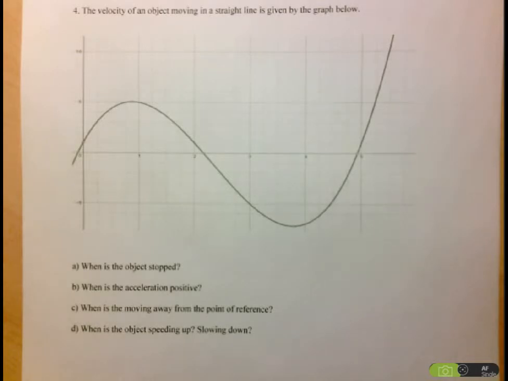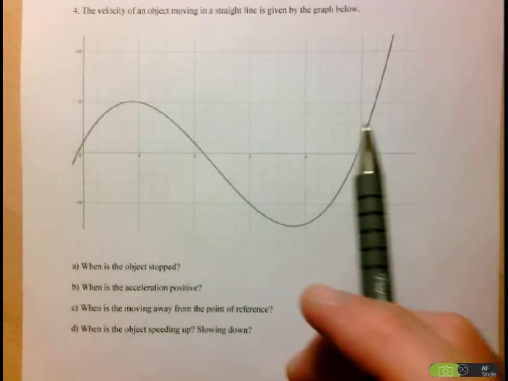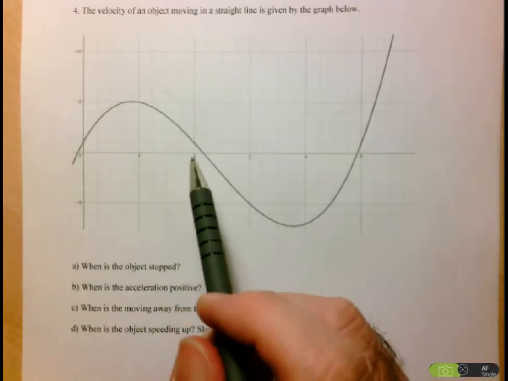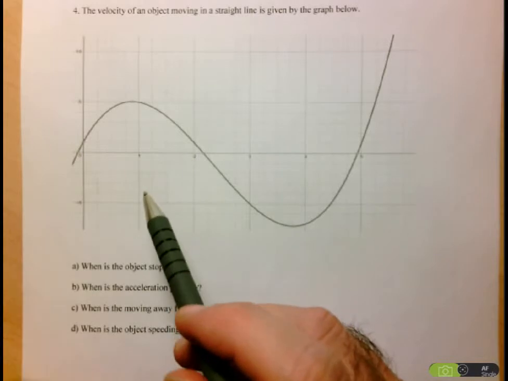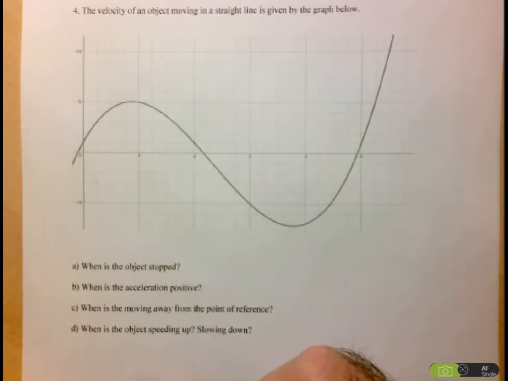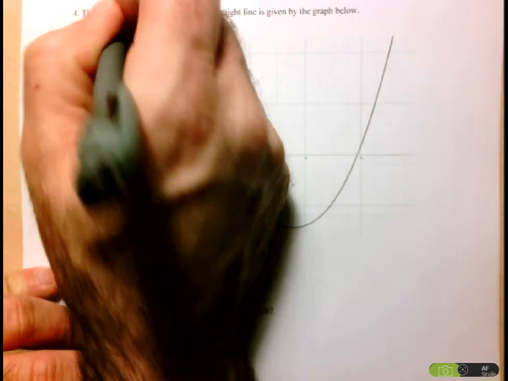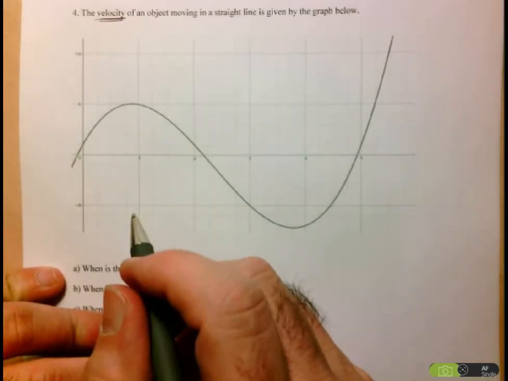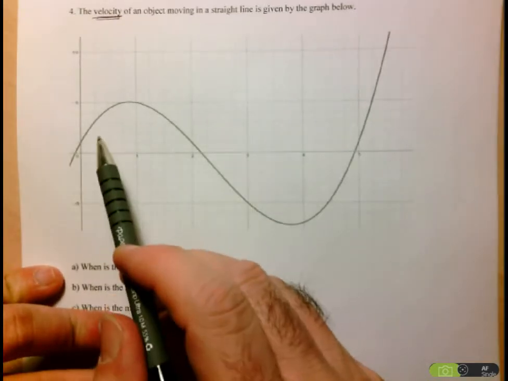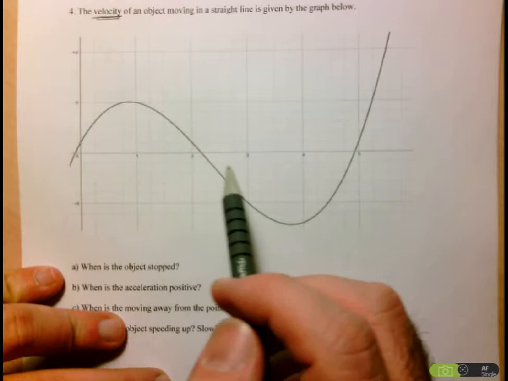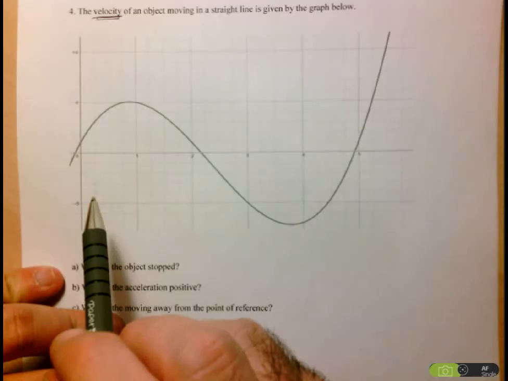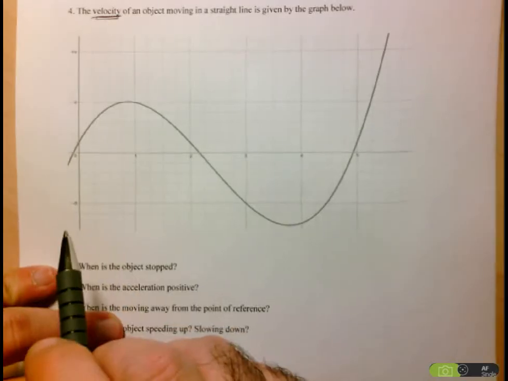Hi folks, we're going to take a look at question 4 from the motion in a straight line homework. This question is given a little differently because they just give us one graph and they're asking us to make a bunch of determinations based on this graph. What's important to first realize is that this function represents the velocity. It does not represent the position of the object with respect to time, it represents the velocity of the object with respect to time.